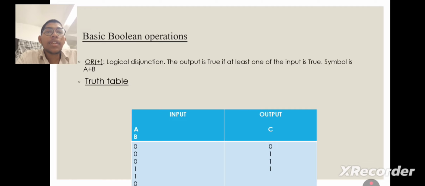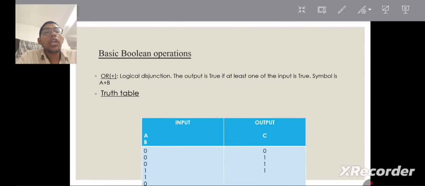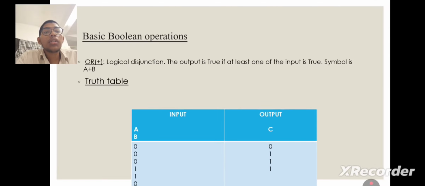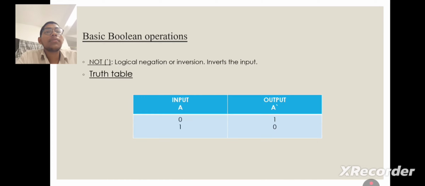Input A equals 0, B equals 0, then output C equals 0, because A plus B, 0 plus 0 equals 0. A equals 0, B equals 1, output A plus B, 0 plus 1 equals 1. Input A equals 1, B equals 0, output 1 plus 0 equals 1. Input A equals 1, B equals 1, output 1 plus 1 equals 1.